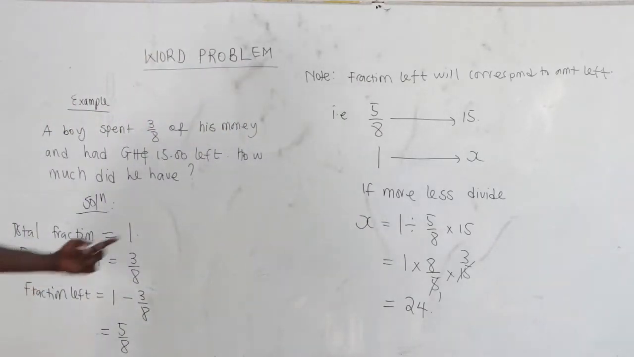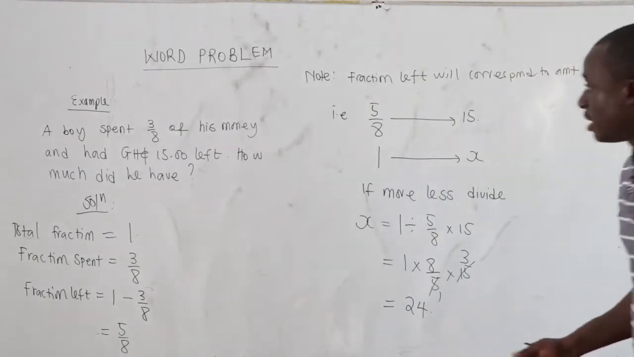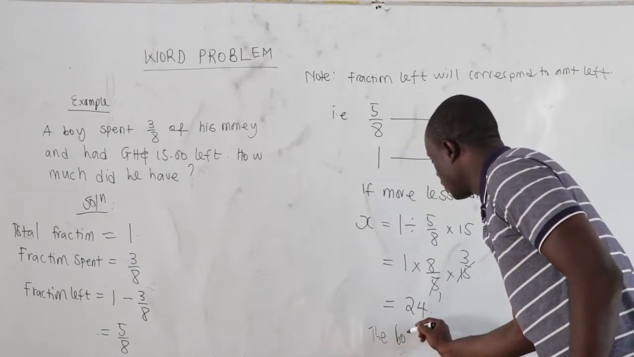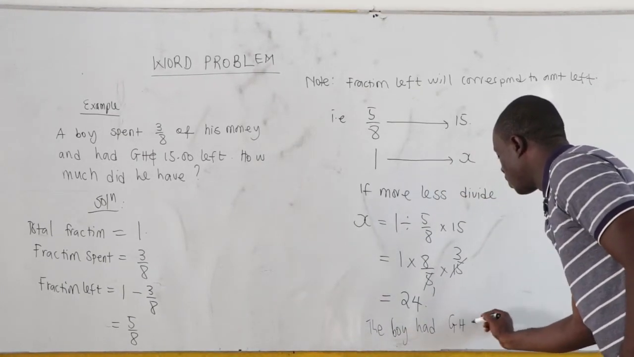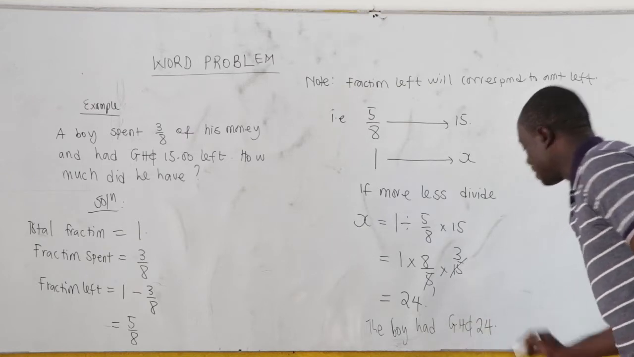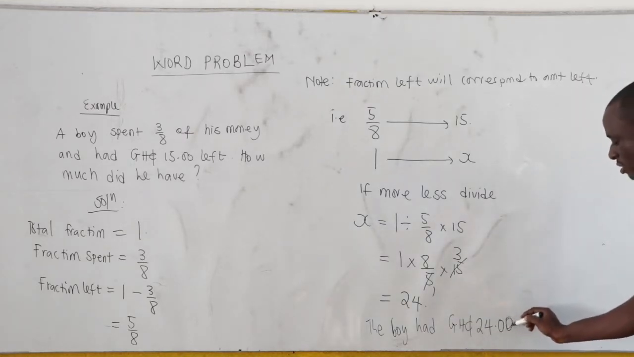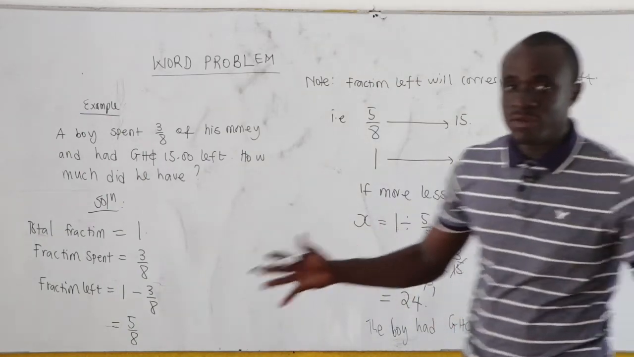Now, the question says, how much did he have? So, the boy had 24 cedis. And because it is currency, it should be in two decimal places, so 24.00. This is very, very trivial.